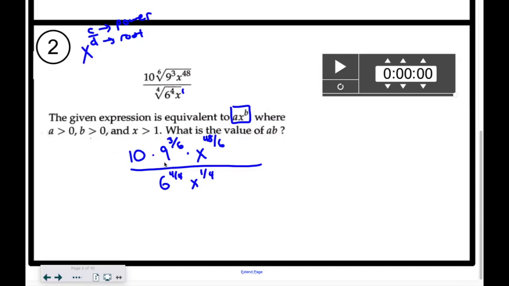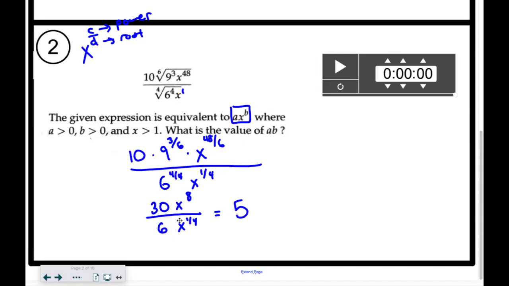So this is 10 to the 1/2. We should know that the 1/2 power is the square root. So this is the square root of 9, which is really 3. So 3 times the 10 is 30. This is x to the, well, 48 divided by 6 is 8. On the bottom, this is obviously 1, so this is just 6. And then this is x to the 1/4. And as far as simplifying this, 30 divided by 6 is 5.